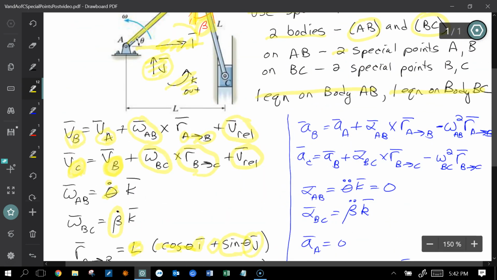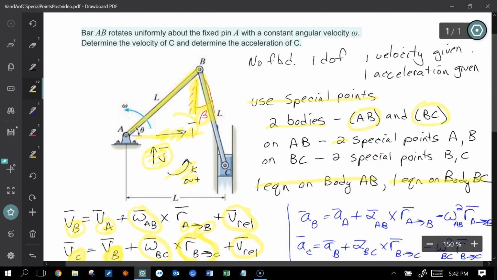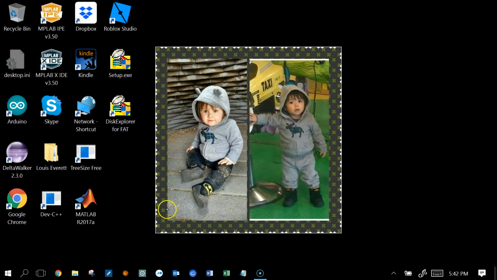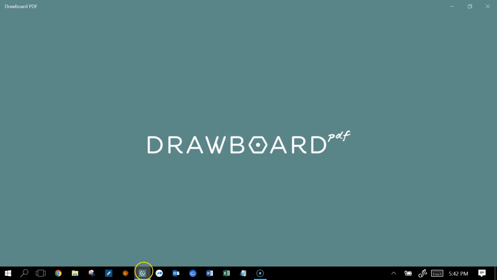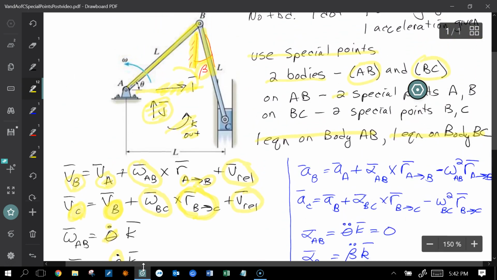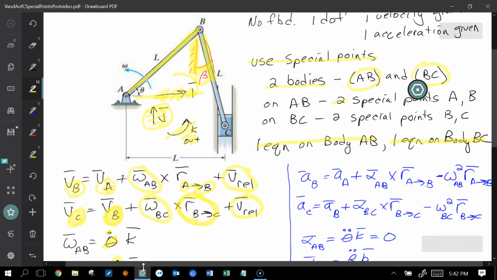Let's get the other R. The other R goes from B to C. So now imagine you're standing at B and you want to walk to C. You're going to go a vertical and a horizontal. In this case, what's the horizontal? The horizontal is L sine of beta. So be careful. Look at the diagram carefully.